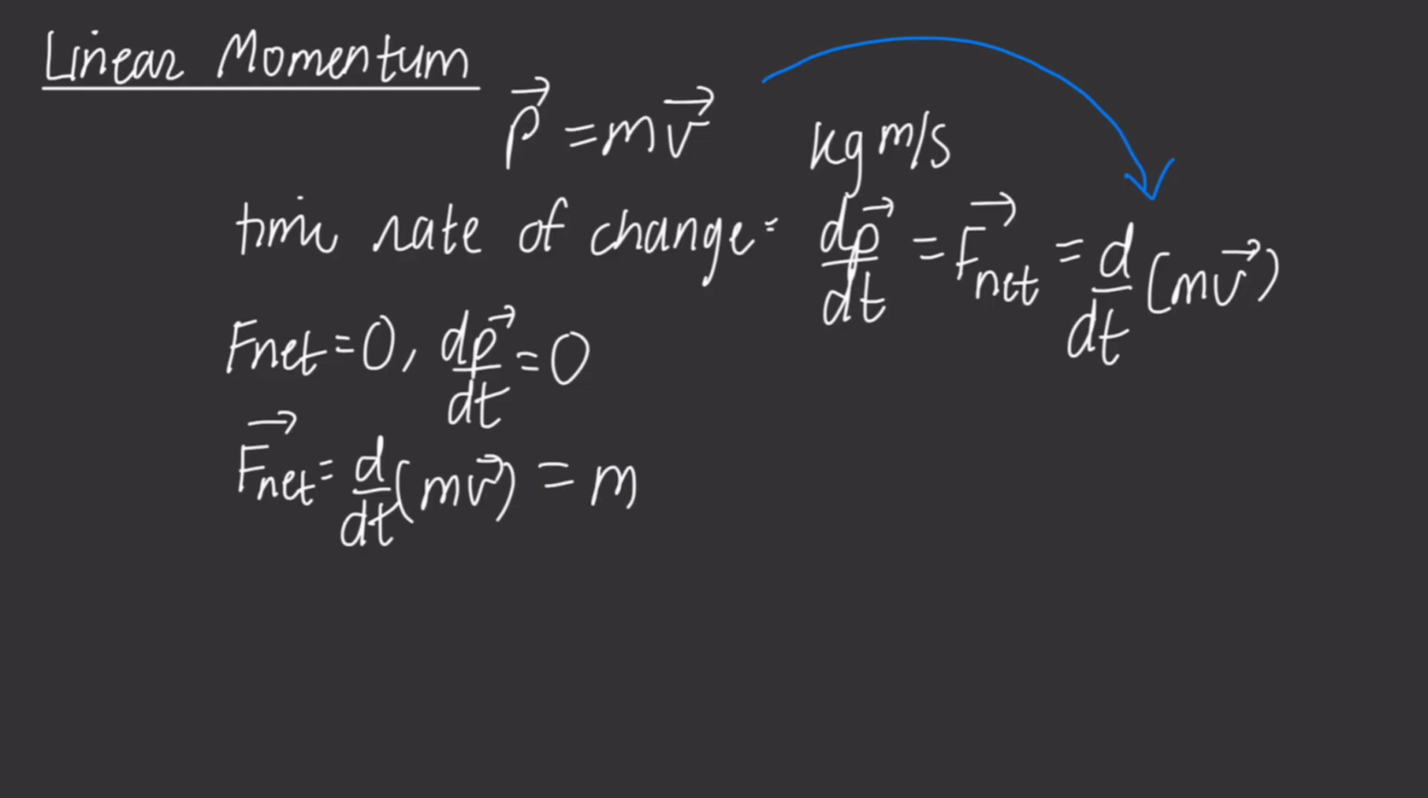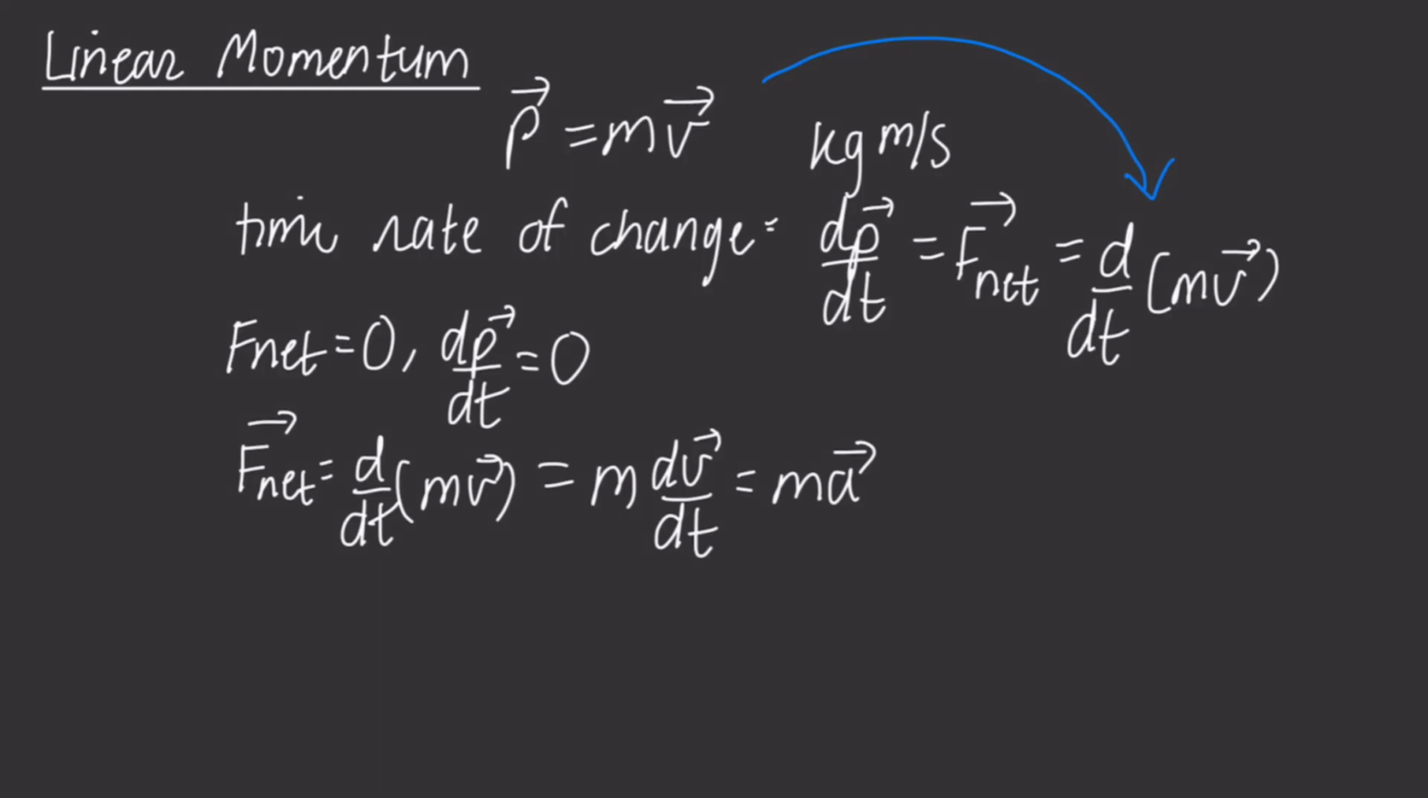Since m is constant, it's not changing, we can rewrite this as m dv over dt. And we know that this is just equal to ma. So that is how we get the relationship between net force and linear momentum, and these are just equivalent expressions of the second law for a moving particle. So this is what we get for a single particle.